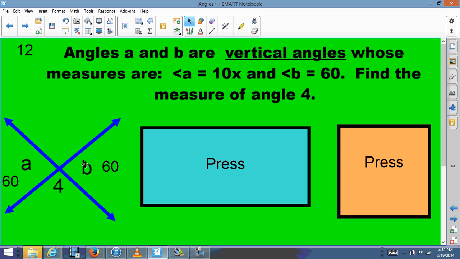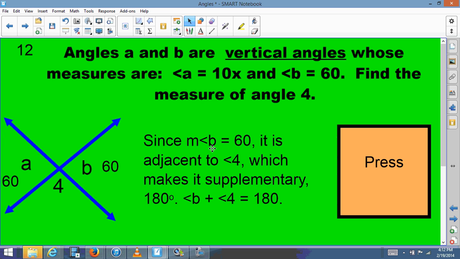I know that angle B and angle 4 are adjacent to each other. They're sharing this side right here, and they are also two angles that are on a straight line. Since they're sharing this side, they have to be supplementary angles. In other words, angle B plus angle 4 have to add up to 180 degrees.